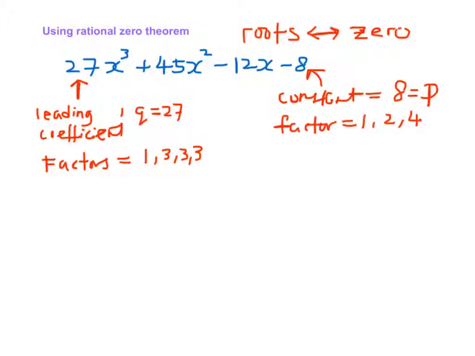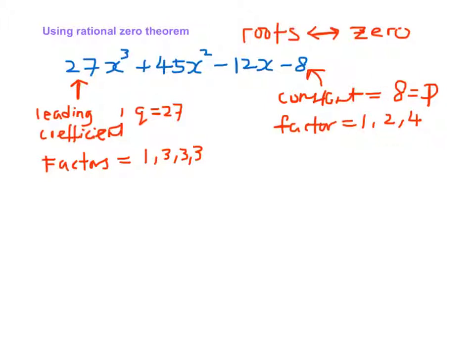So the constant is a, and I give it a name called p. Any constant will be called p, for polynomial. Any leading coefficient will be called q, and that will be useful later. You'll see why. And the factors in our case, for 8, are 1, 2, and 4.